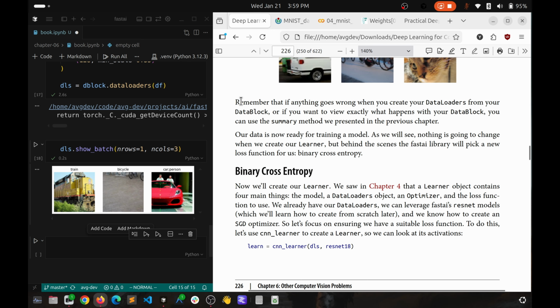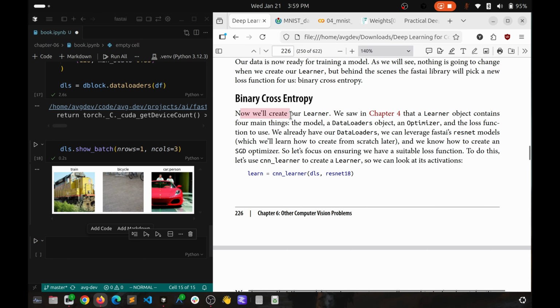Okay, so remember that if anything goes wrong when you create your data loaders from your data block, or if you want to view exactly what happens with your data block, you can use the summary method we presented in the previous chapter. Our data is now ready for training a model. As we will see, nothing is going to change when we create our learner, but behind the scenes, the fastai library will pick a new loss function for us: binary cross entropy.